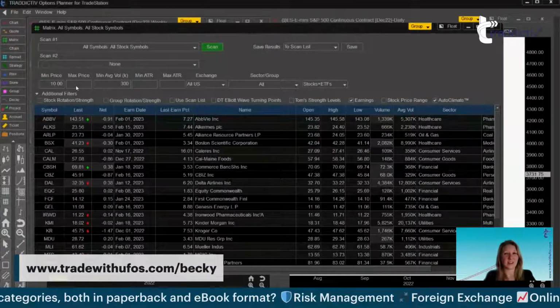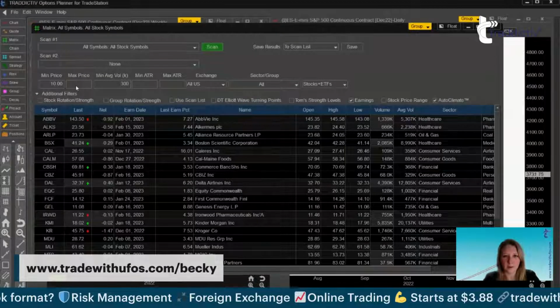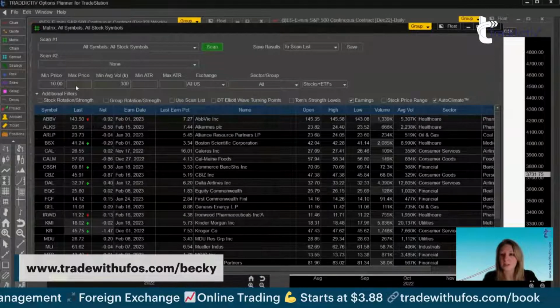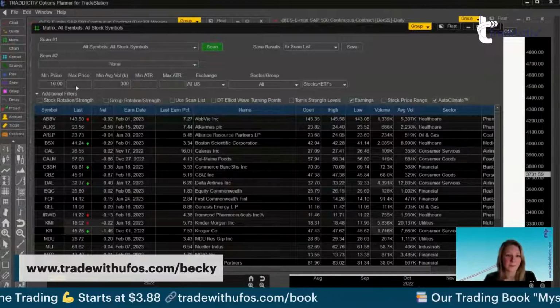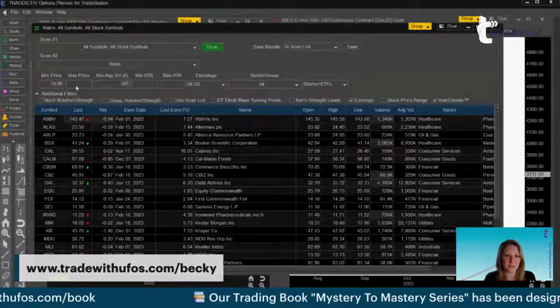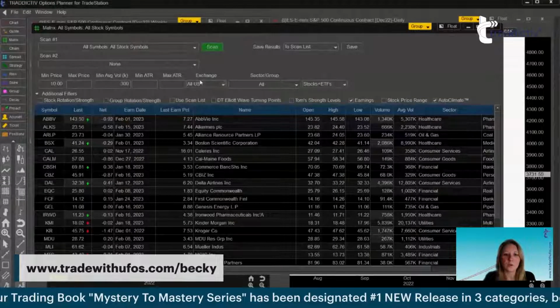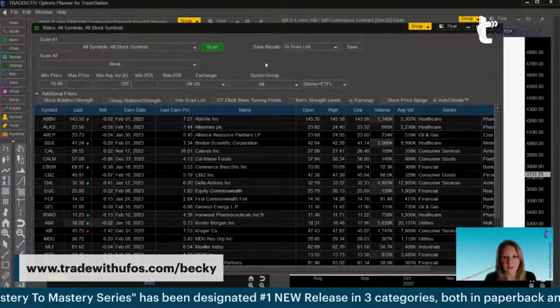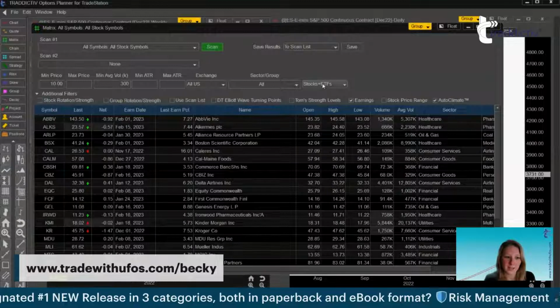What I'd ideally like to avoid are stocks that are worth thousands, because that, of course, makes it harder for people to manage their risk, put on the right amount of shares, or even be able to buy it in the first place. So I'd prefer to look at stocks that are slightly cheaper for that reason, but not too cheap, which is why we've got a minimum price of $10. We're looking at all US exchanges. We're looking at the all sector or group, and we're looking at all stocks and ETFs.